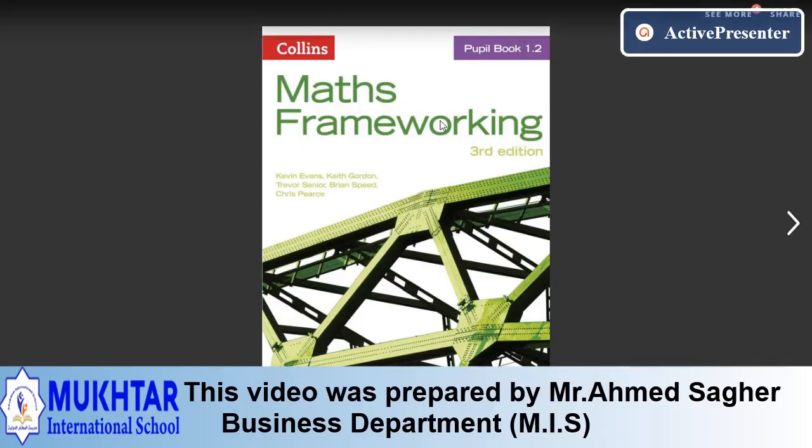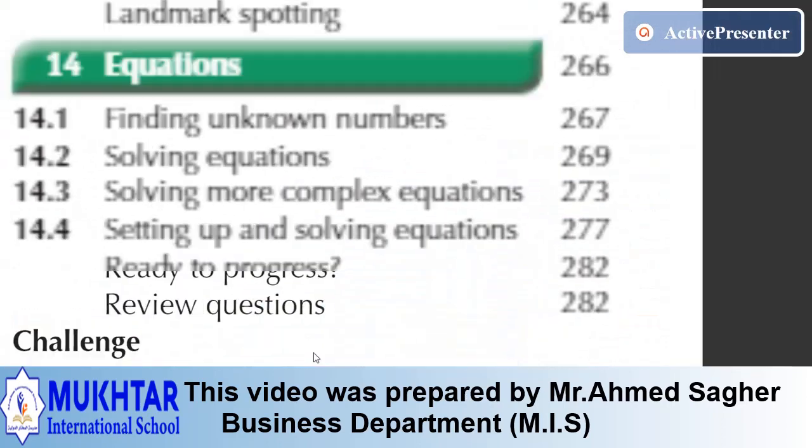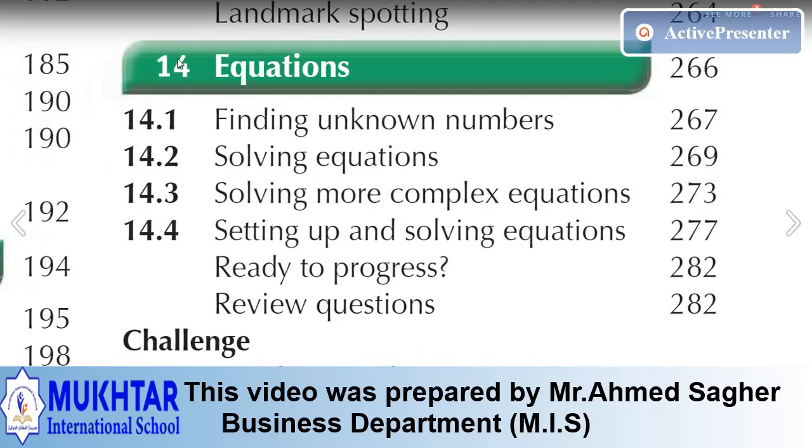In this video, I'll be explaining mathematics, chapter 14, particularly from the book Pupil Book 1.2 by Collins, which is the third edition. In this book, as you can see in front of you now, the table of contents, we have around 17 chapters, but our main focus will be here around this area, which is equations, chapter 14.